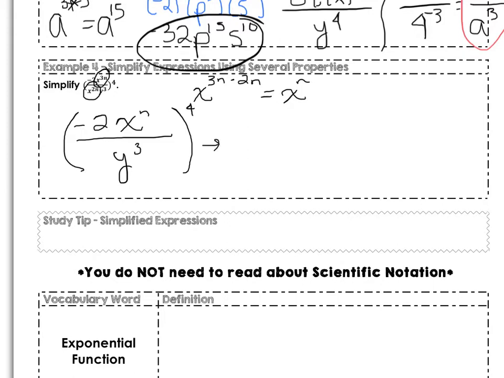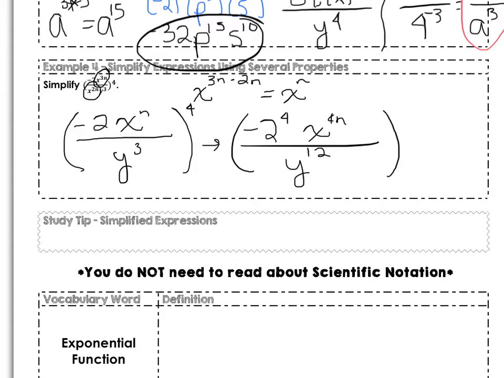I'm going to give everything an exponent of 4. So now I'm going to distribute in here. And remember, when I raise a power to a power, I multiply their exponents. So in my denominator, I have y to the 12th because it was y to the third, and I multiplied it by 4. Now, lastly, all I got to worry about is this negative 2 quantity.